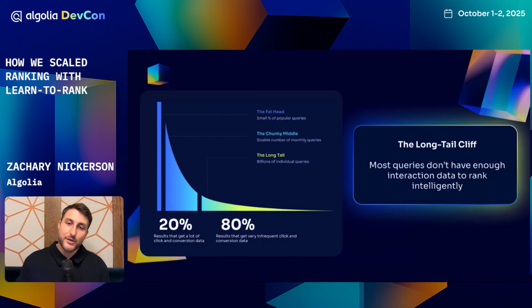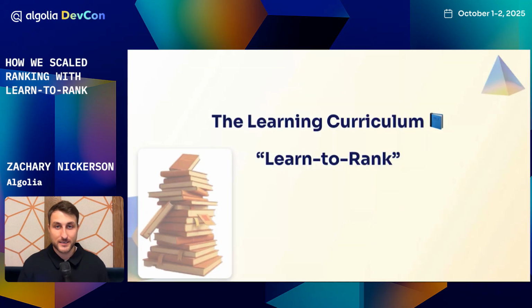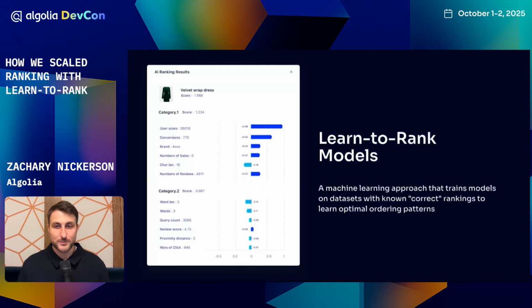So the challenge is, how do you surface quality results for the long tail queries when you don't have the behavioral data that traditional ranking relies on? That is where our next character comes in and our machine learning approaches become essential. So, learn to rank models treat ranking as a supervised learning problem. We train them on query document pairs where they already know what's relevant, like from the past. But unlike typical machine learning models that predict exact values, learn to rank is trying to get the order right. So the goal isn't a perfect score, it's just better ranking.